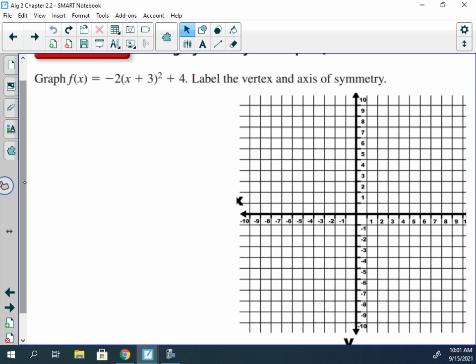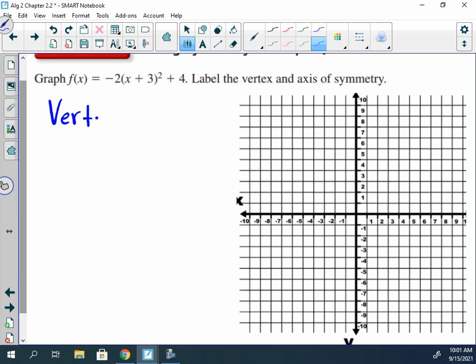So again, just like we've been doing previously, I'm not too focused on graphing, because you can plug this in and actually get the graph. It's not going to tell you much of anything. But we do want the vertex and the axis of symmetry. Now the vertex is the point h comma k.